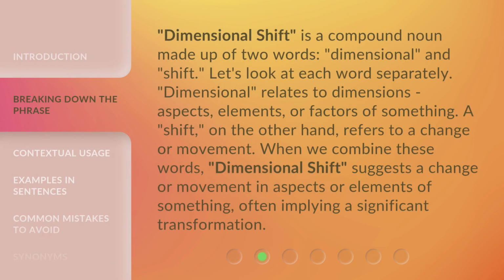Dimensional shift is a compound noun made up of two words, dimensional and shift. Let's look at each word separately. Dimensional relates to dimensions, aspects, elements, or factors of something. A shift, on the other hand, refers to a change or movement. When we combine these words, dimensional shift suggests a change or movement in aspects or elements of something, often implying a significant transformation.